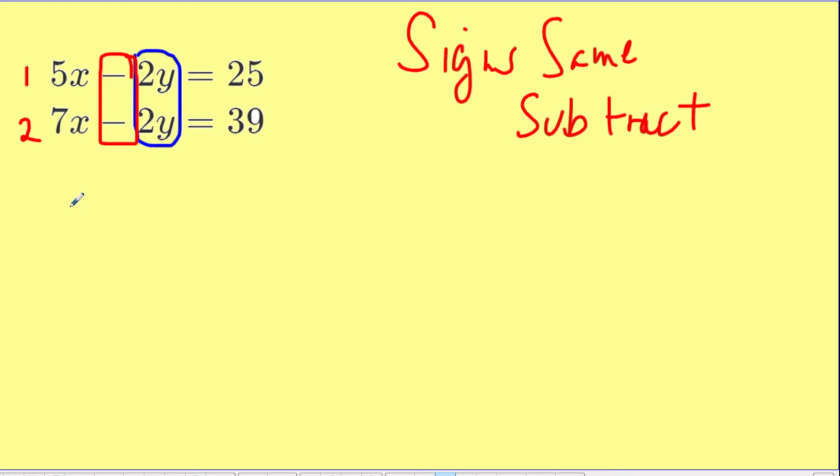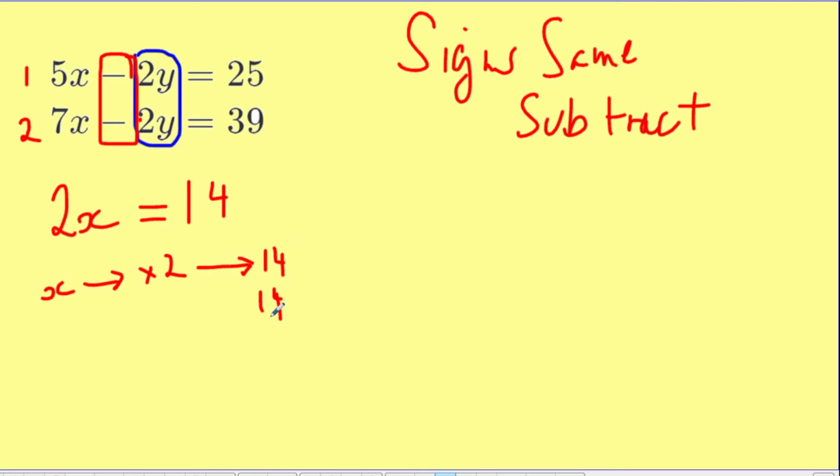7 take away 5 is going to be 2x. Minus 2 minus minus 2 is 0. Remember, we work on these negatives if you're struggling. And then 39 take away 25 leaves me with 14. So 2x is 14. And then to get x on its own, well, we can do the diagram if we like. So we've got x, and then times 2 gives us 14. So reverse it, 14 divided by 2 gives us x. So x is 7. 14 divided by 2 is 7.